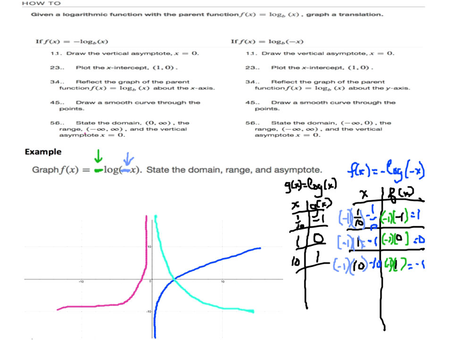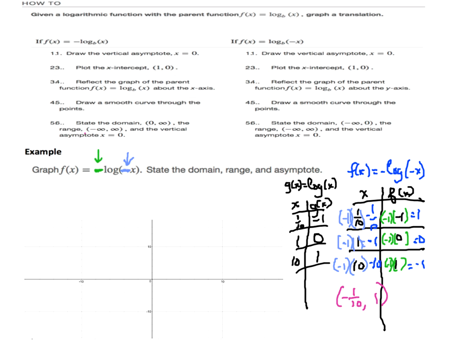So I should expect my function to live in the second and third quadrant when I put it on the graph. Okay, so that's what I'm going to do, is put it on the graph, and we'll see what happens. So I've got the points -1/10, 1, -1, 0, and -10, -1.